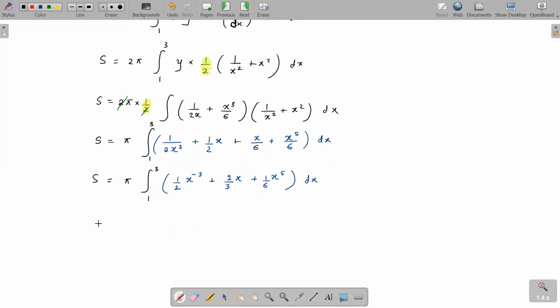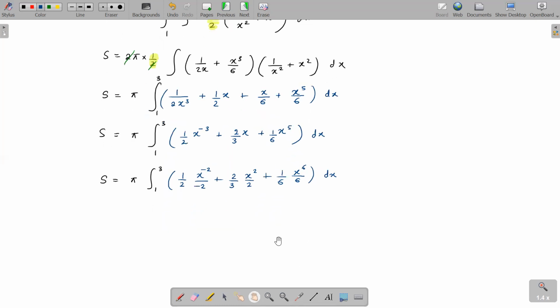S equals pi times the integral from 1 to 3 of half x to the power minus 3. When you're integrating, you add 1 to the power. So x to the power minus 2 divided by minus 2, plus 2 over 3 times x square over 2, plus 1 over 6 times x to the power 6 over 6, with respect to x.